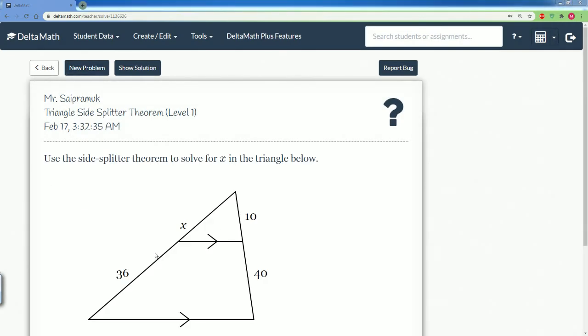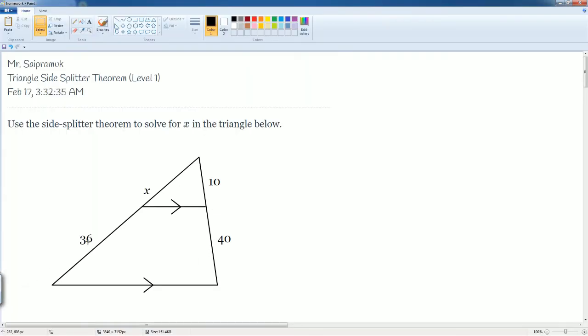The question is asking for the same thing. It's asking us to use the side splitter theorem to solve for x. We should set up the ratio. This is my left side, so I'm going to make this my left ratio. Then I'm going to have my right hand side here. I'm going to call this my right ratio.